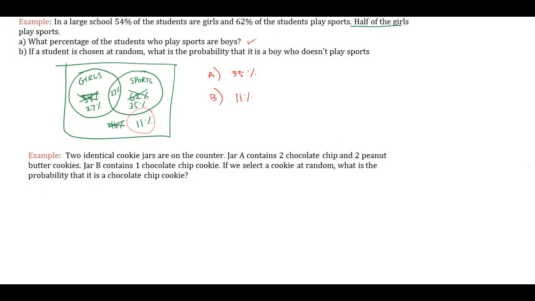Also, I love tree diagrams. And so here would be a tree diagram, and this one's a little tricky. You have two identical cookie jars on the counter. Jar A has 2 chocolate chip and 2 peanut butter cookies. Jar B just has a chocolate chip cookie.